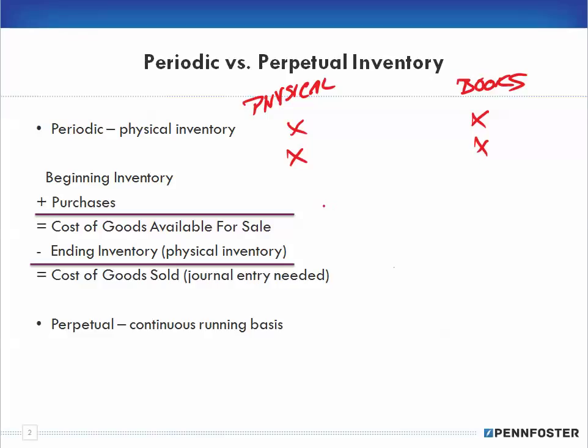Meaning, if I buy something, I'm going to debit inventory and credit cash. That's when I buy something. So that item, let's call it $1,000, goes in. I have $1,000 now on my books and $1,000 in inventory.